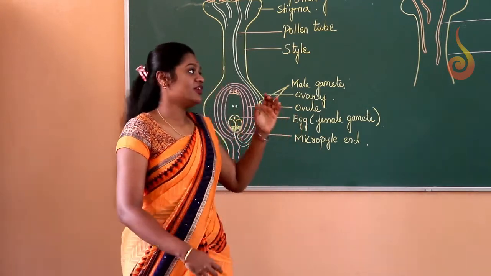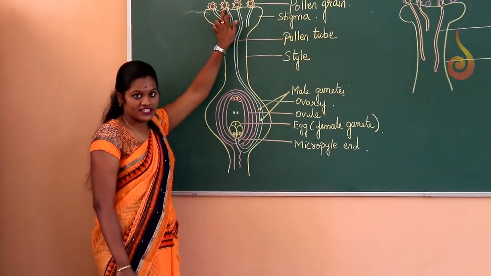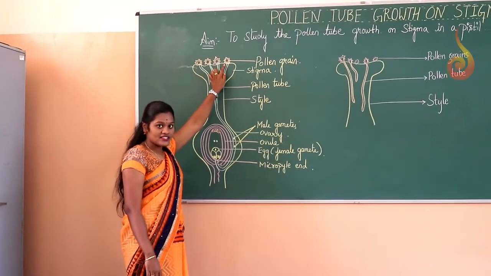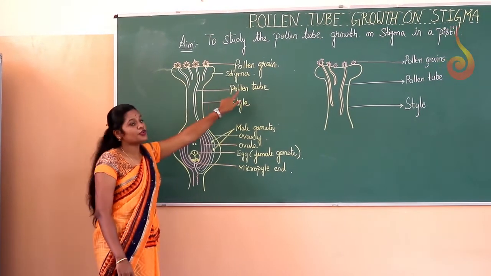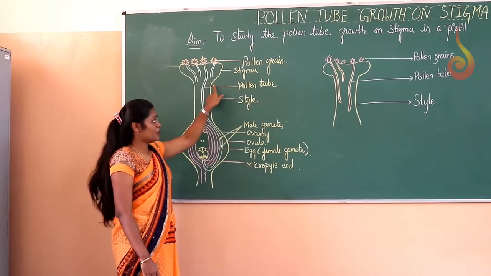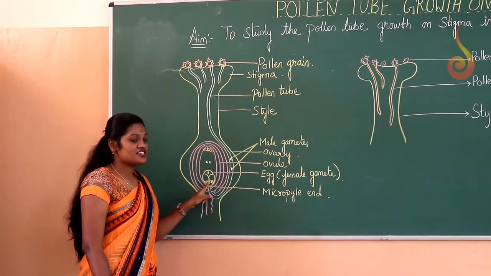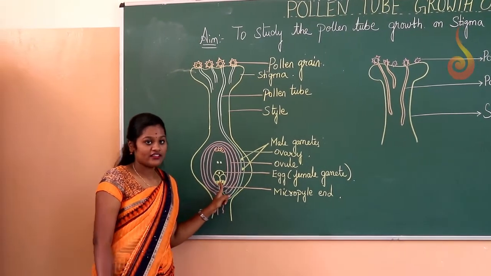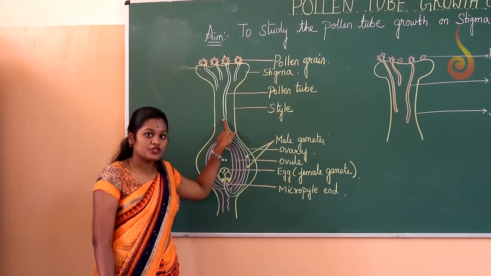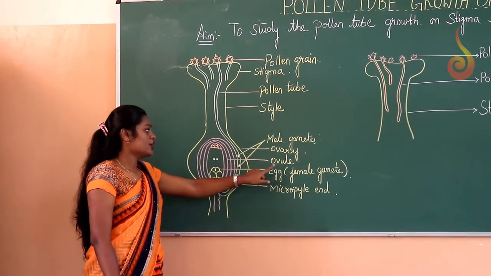So when this pollen grain gets deposited on the stigma, it germinates and the formation of pollen tube takes place. This pollen tube travels through the tissues of the style and reaches the ovary, where this pollen tube carries 2 male gametes into the ovule.